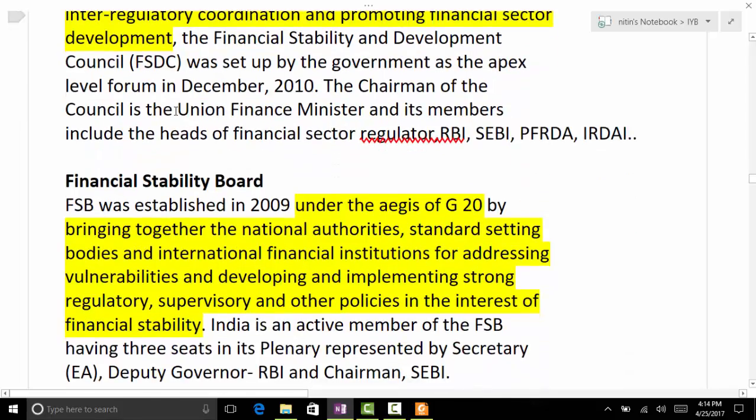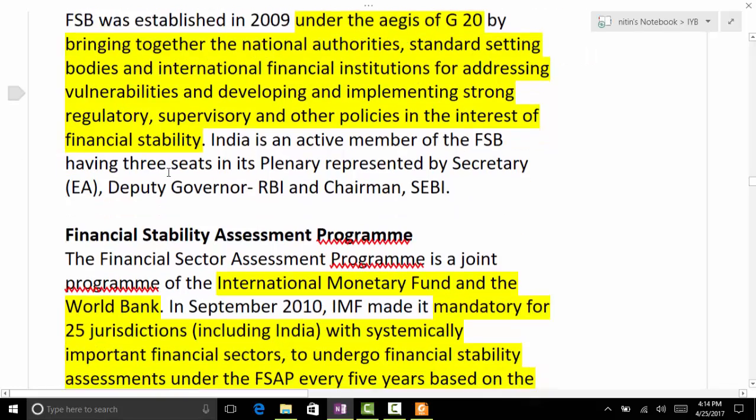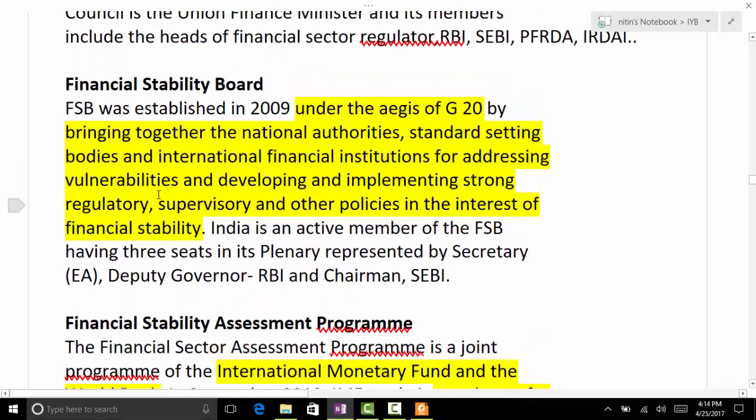then the Financial Stability Board. This is under the aegis of the G20. So different countries are there. It deals with the global economy and financial strength, and the IMF sees it. So in the Financial Stability Board, different national authorities of different countries are brought together, and financial institutions, for addressing the vulnerabilities and developing and implementing strong regulatory supervision and policy in the interest of financial stability. So the basic issue is to bring financial stability in the country.